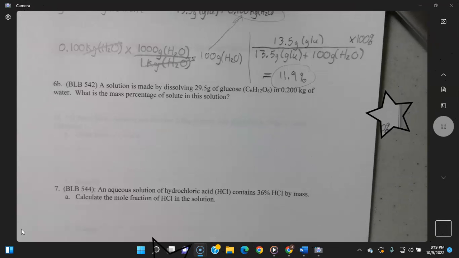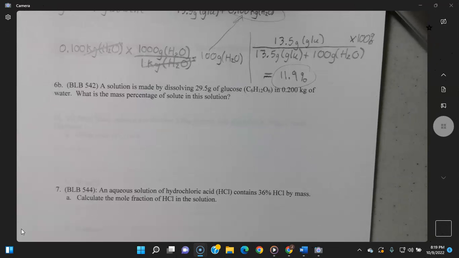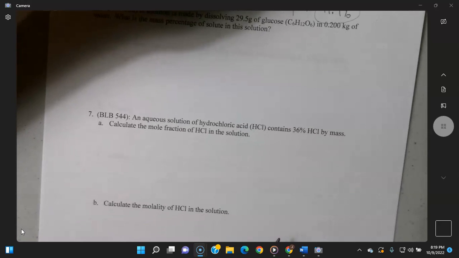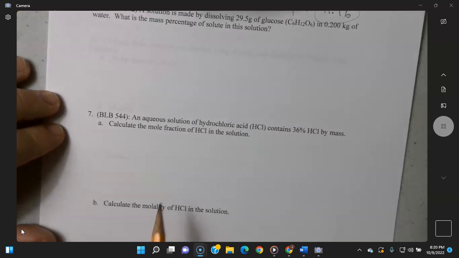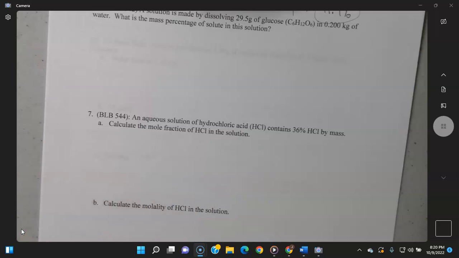All right, so we're moving on to 6B, or excuse me, 7 rather. Now 7 says AB, but it's not. Let me show you the whole thing. It's not an AB problem. The B is not the same as the A with different numbers. It's really two separate questions. So I'm going to do the A question. I'll give you a little hint on how to do the B question, and then leave that one for you.